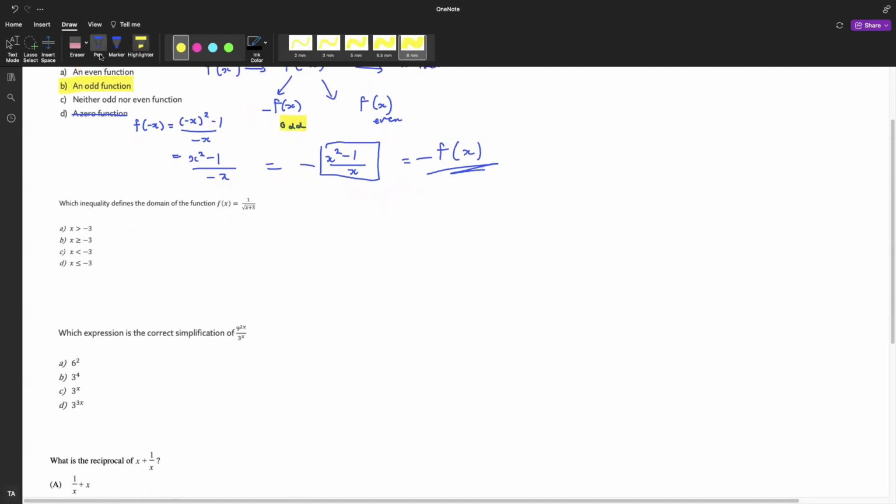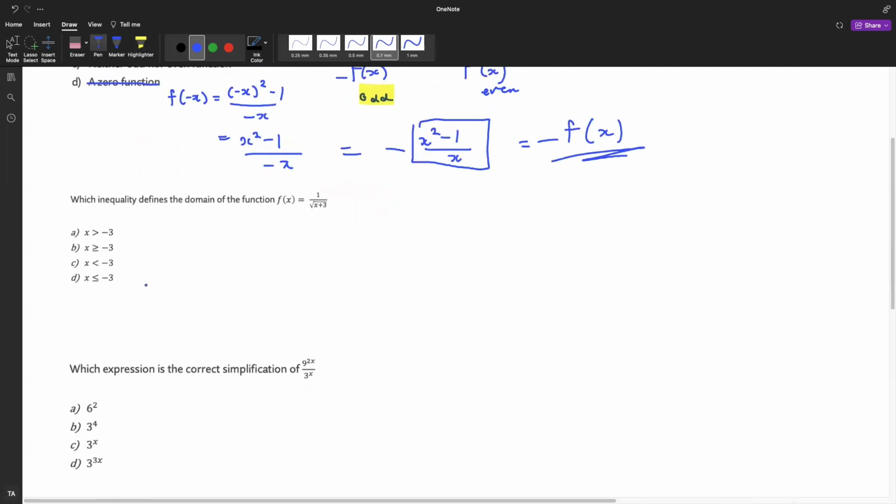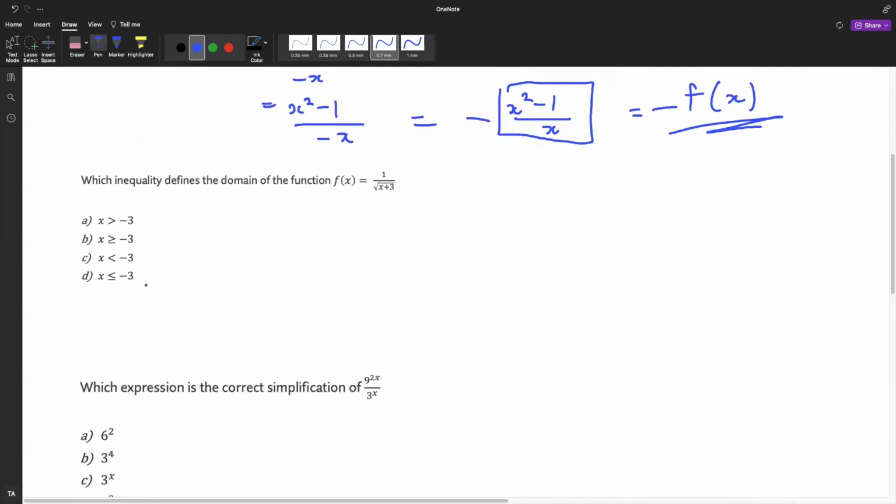Okay, moving on. Second question. Which inequality defines the domain of the function f of x equal to 1 over root x plus 3? So we've got two limitations here. The first one is that we've got this in a square root, meaning that the x plus 3 has to be greater than or equal to 0. Right? Just looking at the square root.